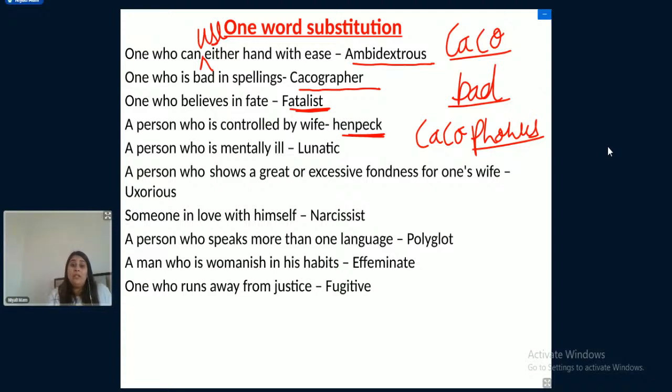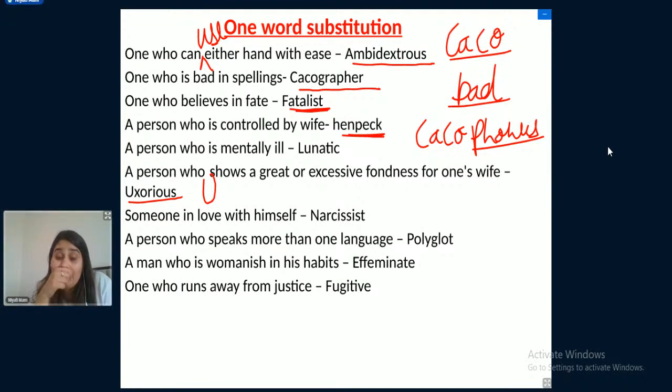Now, a person who shows a great or excessive fondness for one's wife, right? A person who admires his wife a lot, a person who is fond of his wife a lot is uxorious. Now, the word starts with U, but never pronounce it incorrectly. Listen carefully to the correct pronunciation of this word, uxorious, right?